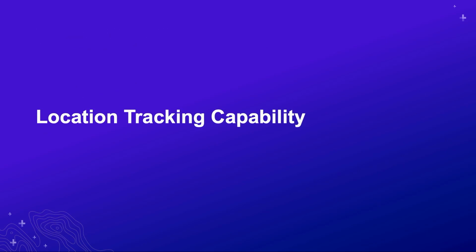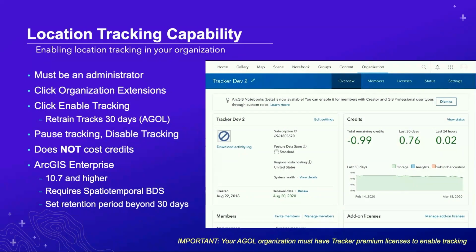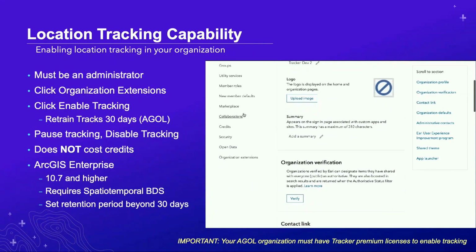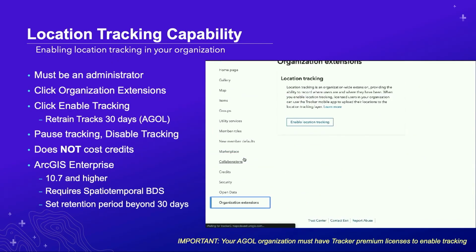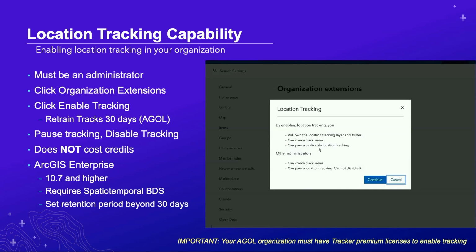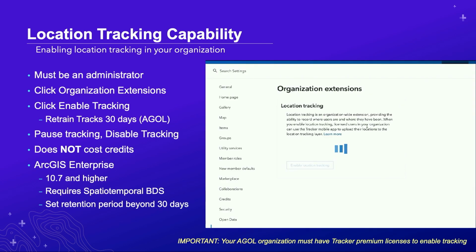So let's talk a bit about the overall capability that we've added. You must be an administrator to enable location tracking. What I'm showing you in the video is how you can enable it from within ArcGIS Online. From the Organizations tab, there is the ability to click on an organization extension and enable location tracking. We'll provide you some information about what is actually being created, and then we'll enable it.